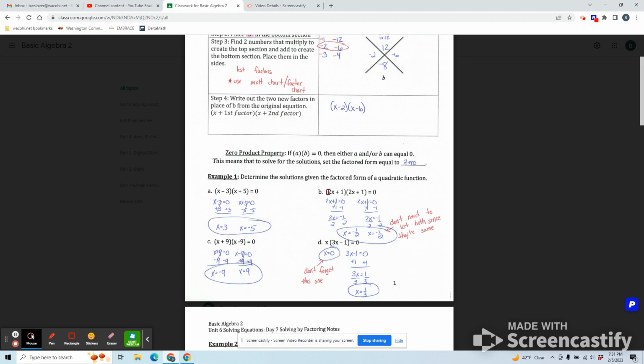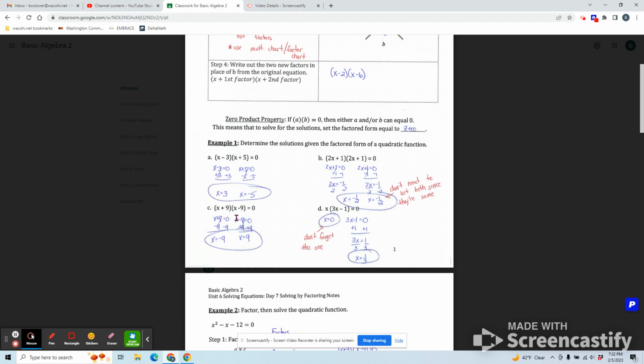Letter B. I have a set of parentheses. It's equal to 0, so I set the set of parentheses equal to 0. 2x plus 1 equals 0, and 2x plus 1 equals 0. So I get x equals negative a half, and x equals negative a half. Now, for purposes of this class, you don't have to solve both of them because they give you the same answer. For other classes, you may because you get into something called multiplicity, but we're not going to get into that. We're just solving. Very basic factoring trinomials with solving.